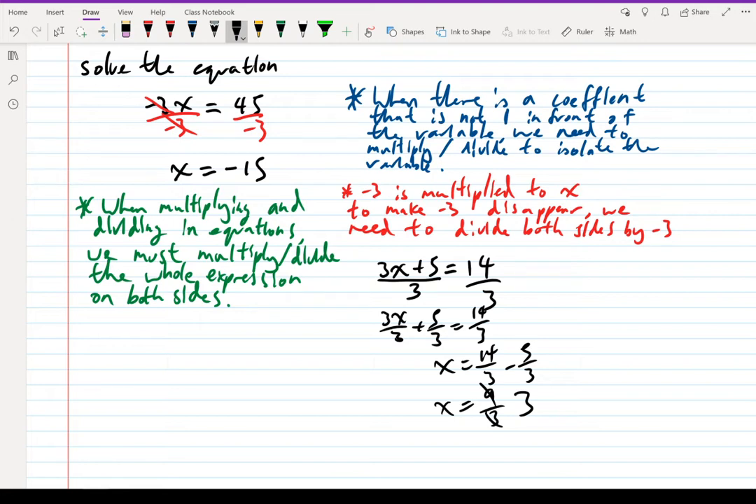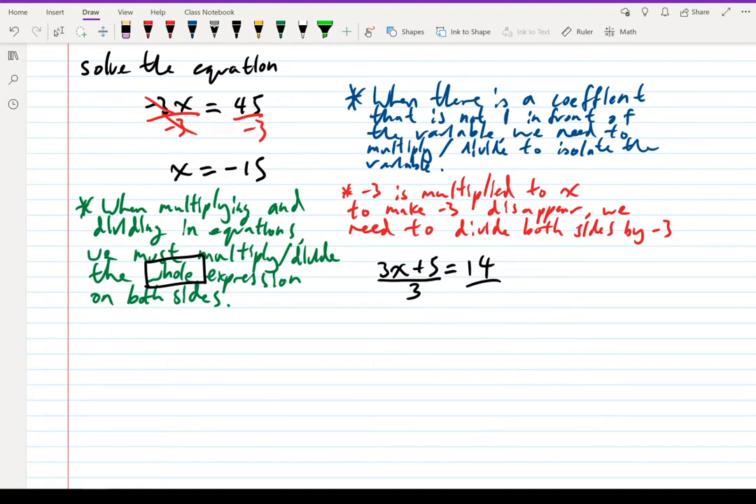You cannot just multiply to part of an expression on one side. So keep that in mind. It must be to the whole expression on both sides. Okay, so keep that in mind. But for today, it's only going to be a single step. You don't need to do this in today's lesson. This will be for next lesson.